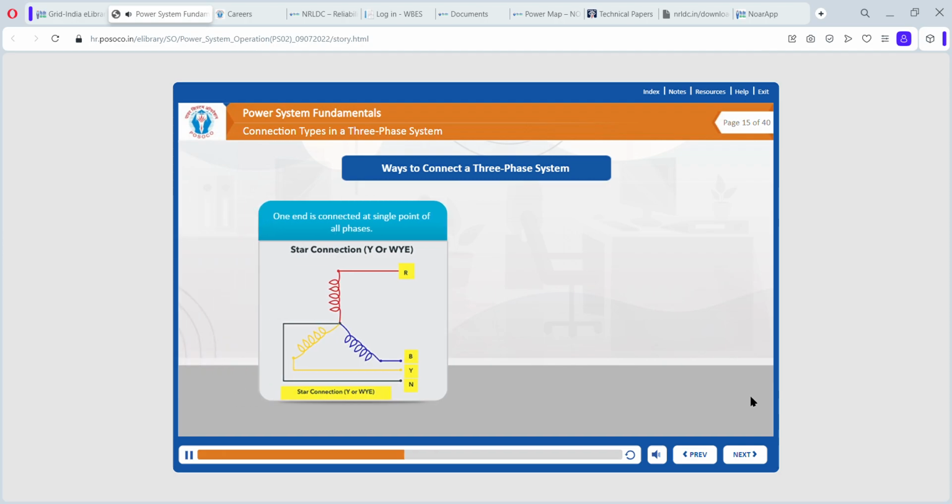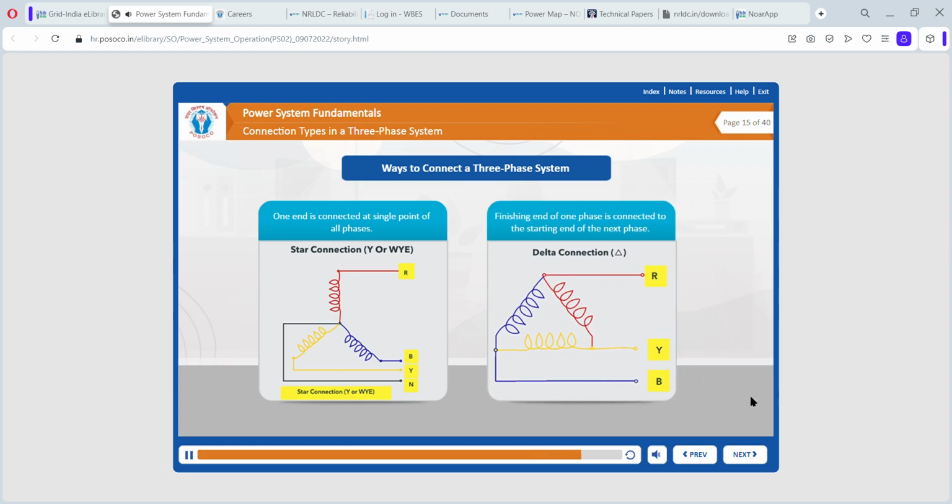In star connection, the starting or finishing ends, similar ends, of three coils are connected together to form the neutral point. A common wire is taken out from the neutral point, which is called neutral. It is also called Y connection. In delta connection, the opposite ends of three coils are connected together.